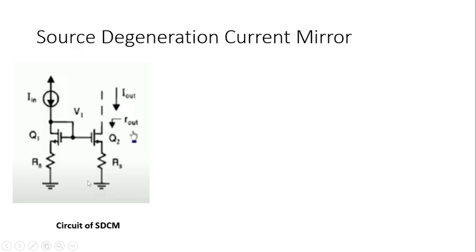This is your NMOS current mirror with source degeneration, and you can call it an NMOS source degeneration current mirror, called SDCM. But RS, the resistance, occupies more space. To make it very simple, we can replace the source degeneration with the cascode current mirror, because common source can be followed by common gate, which is known as cascode.